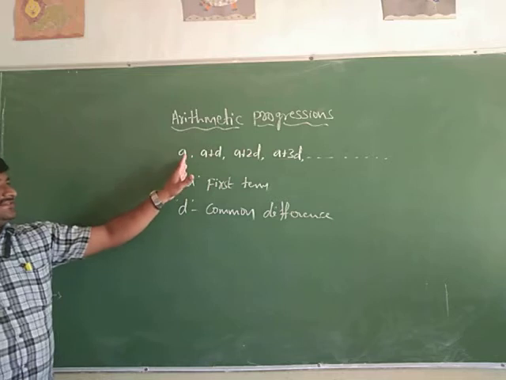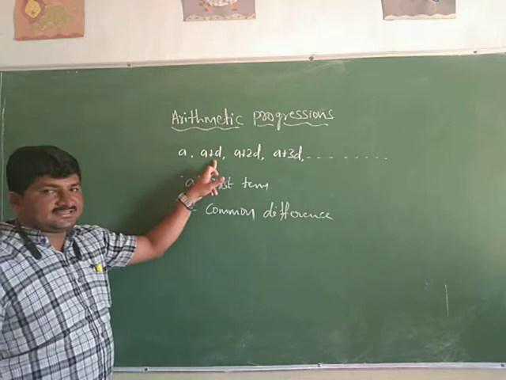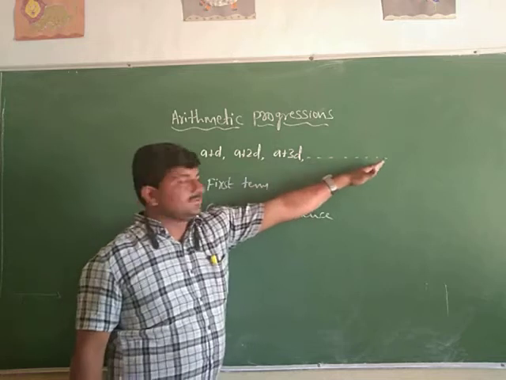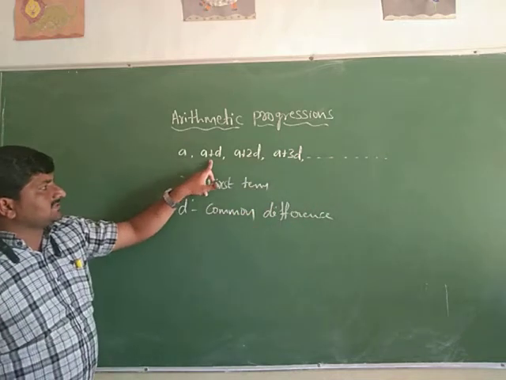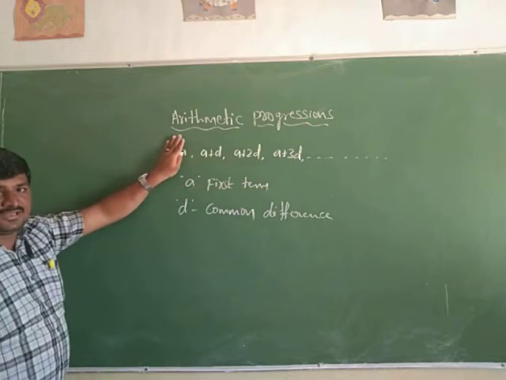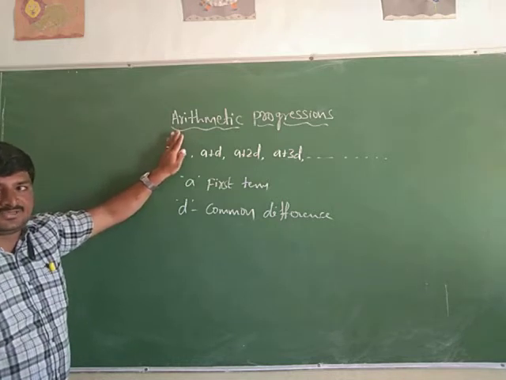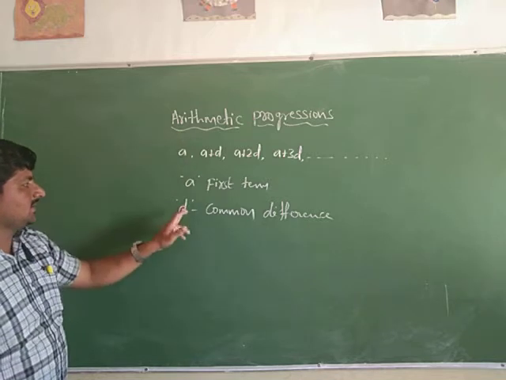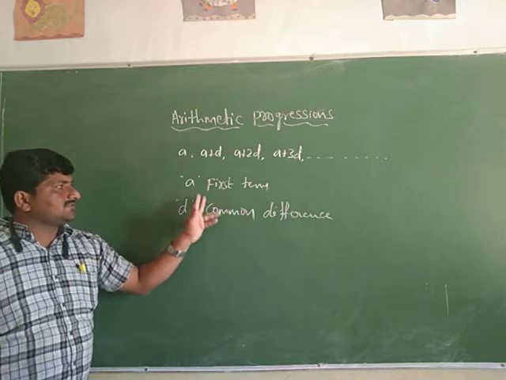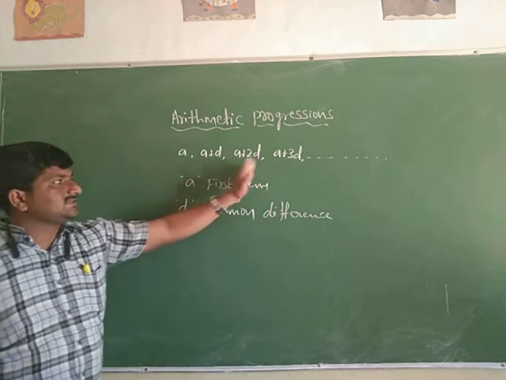You know already, this is the general form of the AP: a is the first term, a plus d is the second term, that is a2. This is a1, a2, a3, a4, and so on: a, a plus d, a plus 2d, a plus 3d. A is always the first term. Remember, a is not 0; the first term should not be 0. A is the first term and d is the common difference. On the basis of these two, this is the general form of the AP.